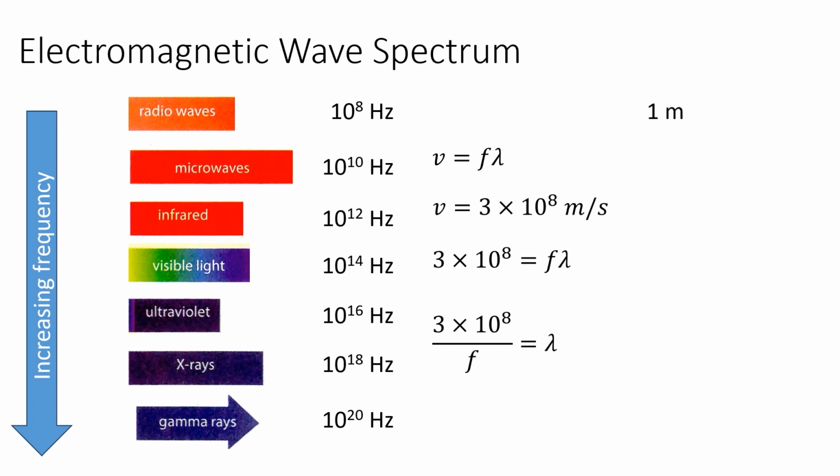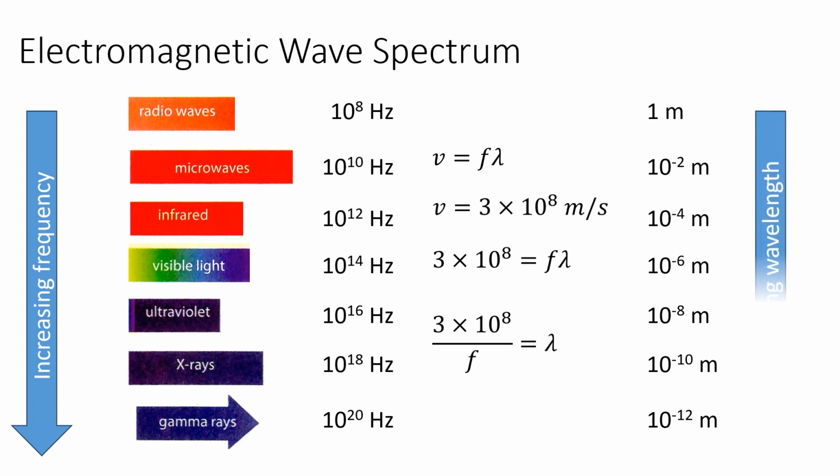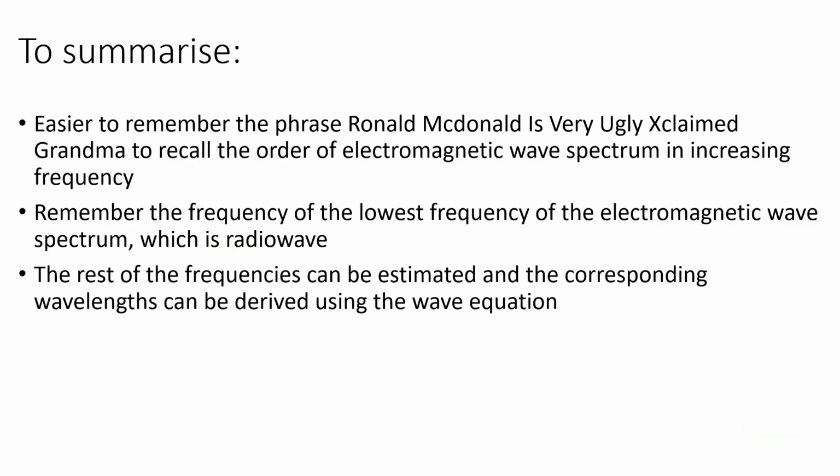From here, we can see that when the speed of the electromagnetic wave spectrum is constant, and when its frequency increases, the wavelength decreases. To summarize, the phrase Ronald McDonald is very ugly, exclaimed Grandma can be useful to help you remember the order of the electromagnetic wave spectrum in increasing frequency. Recall the approximate frequency of each wave by only remembering the frequency of the radio waves. The rest of the frequencies can be estimated. The wavelengths can then be derived by applying the wave equation.